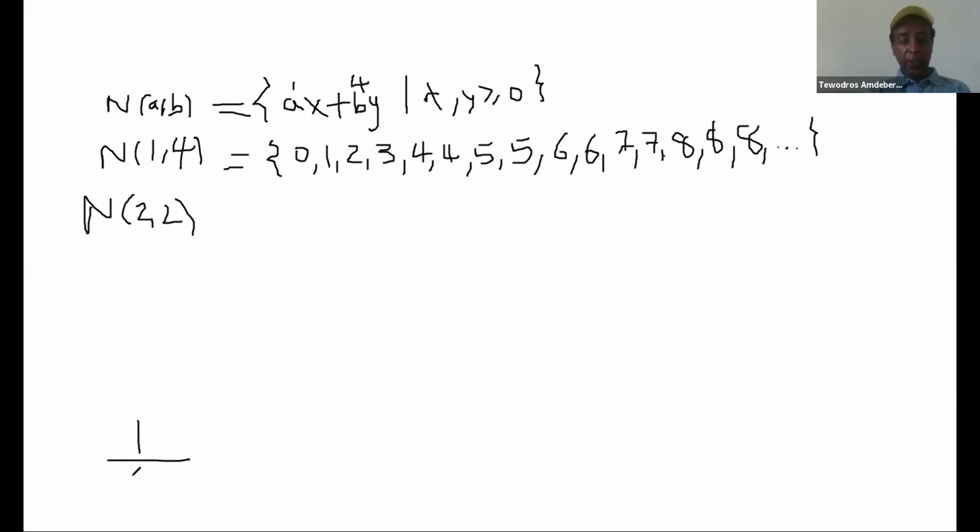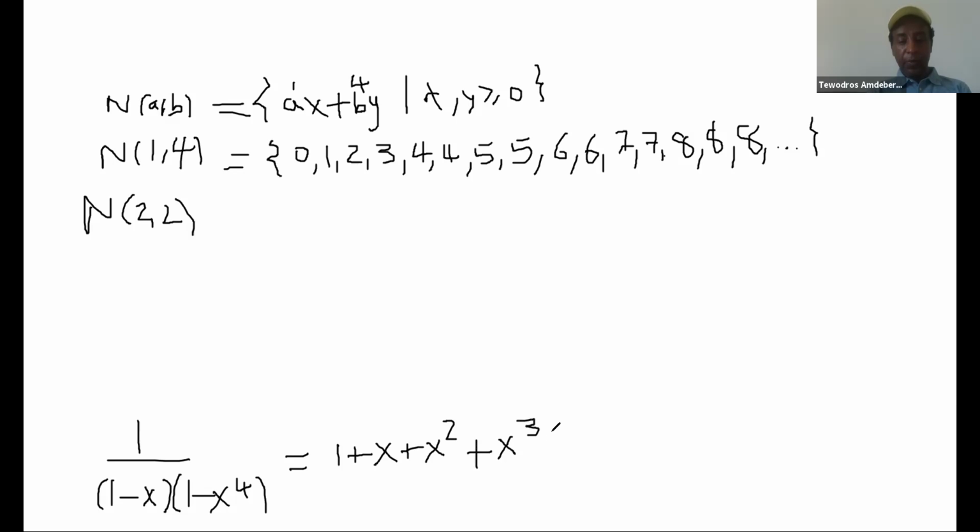The generating function is like the coin exchanging problem: 1 over (1 minus x)(1 minus x to the 4). If we expand this, we get 1 plus x plus x squared plus x cubed plus 2 times x to the 4, plus 2 times x to the 5. This is the expansion, the Taylor series.